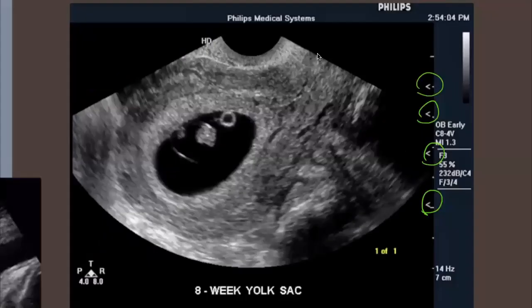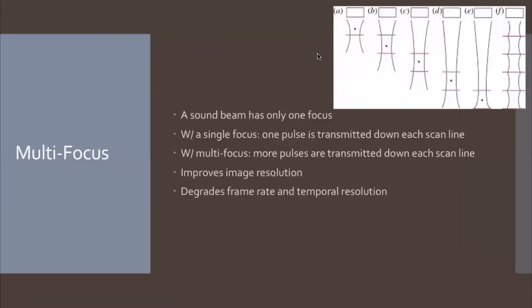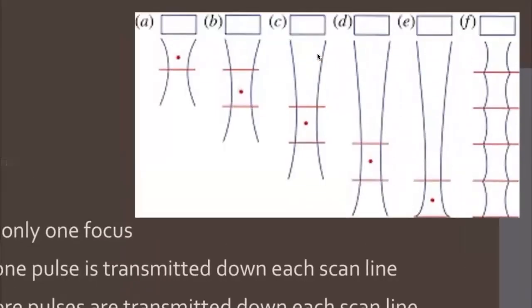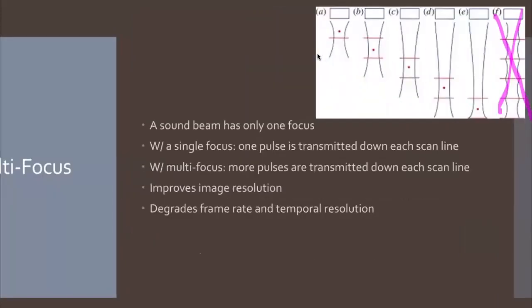So how is multi-focus accomplished? How can this image here be created out of four pulses when one pulse can only have one focus? I started off by telling you a sound beam only has one focus. On these pictures, this is not real, a beam with four focuses is not a real sound wave. With a single focus, one pulse is emitted down each scan line. With multi-focus, more pulses are transmitted down each scan line.